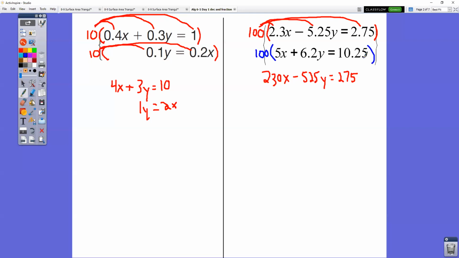You don't have to multiply both equations by the same number. So here I would distribute, distribute, distribute. 100 times 5x is 500x. 100 times 6.2 is 620y. And then 100 times 10.25 is 1025. Notice that all of my decimal places are now gone. These numbers, these integers, are a lot easier to work with.